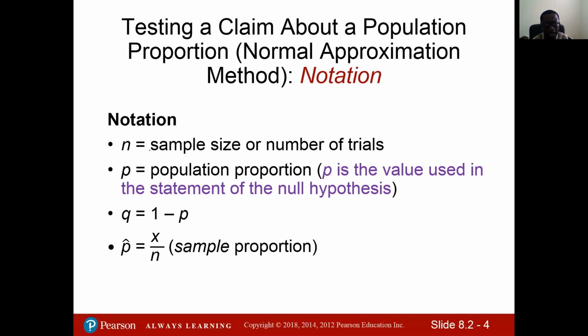8.1. The sample size n, your population proportion p, which goes to the null and then alternative hypothesis, your q is 1 minus p, and then p hat, the sample proportion, is given by x over n. Now here, what is your x? x is the number of successes.